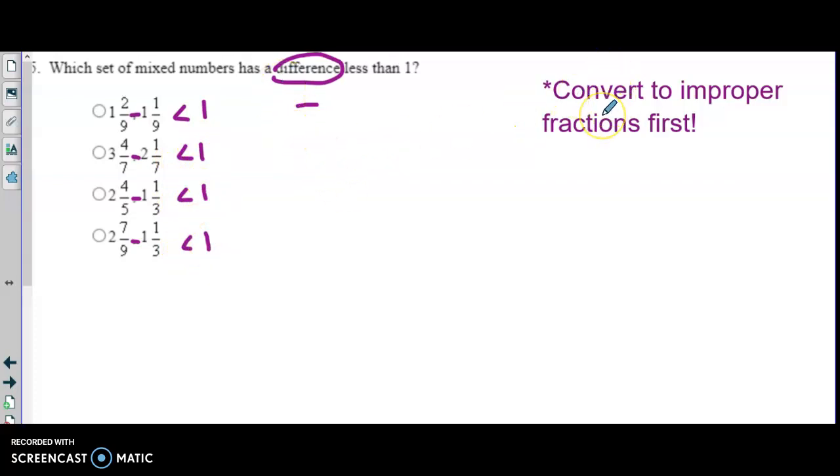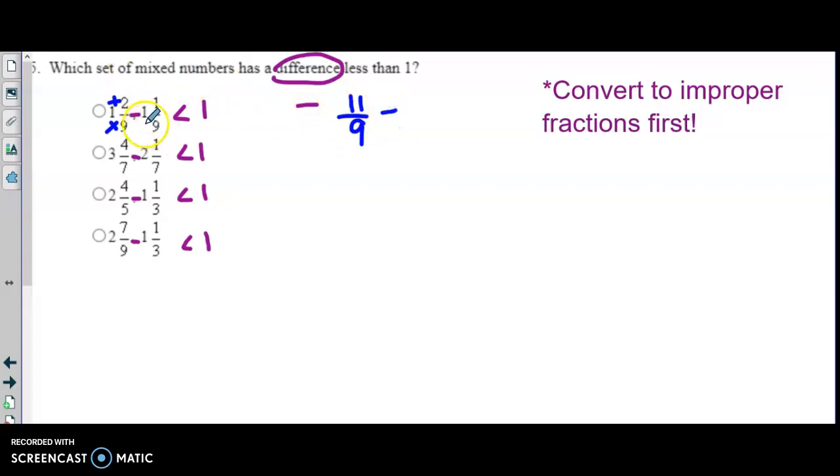Now when I do this, if you're going to use Desmos, you have to convert them to an improper fraction first. So you do need to know how to do that. If I'm going to take this first one and convert it to an improper fraction, you multiply the denominator times the whole number, and then you add in the numerator. So 9 times 1 is 9, plus 2 is 11, and then you keep the denominator the same.